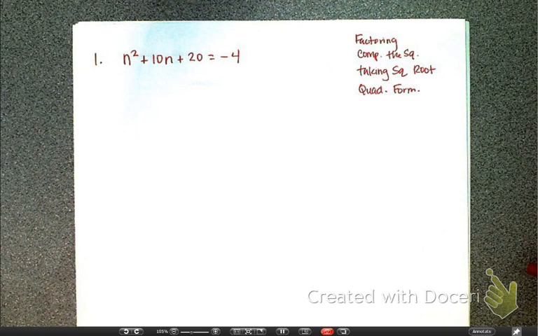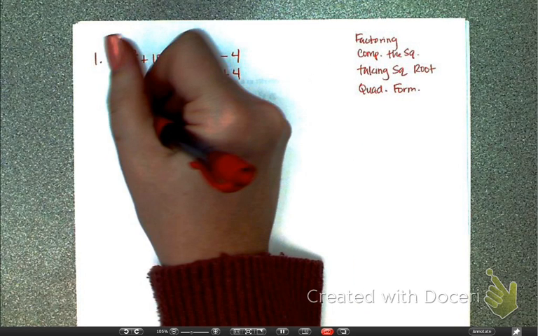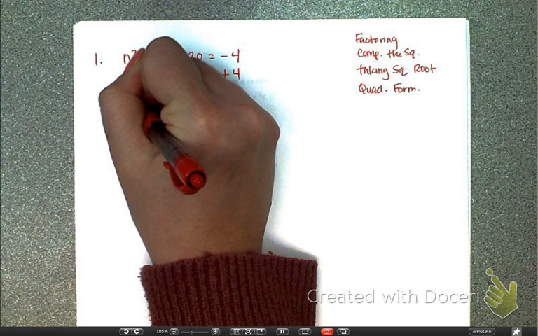Factoring? You think? No? Can we factor this? How would I factor it? What would I have to do? In order to factor, what do I need to do? You're telling me to subtract 20? No, add 4. Okay, if we're going to factor, we need to add 4, because it has to equal 0. Right? Because we need to set it equal to 0. So n squared plus 10n plus 24 equals 0.